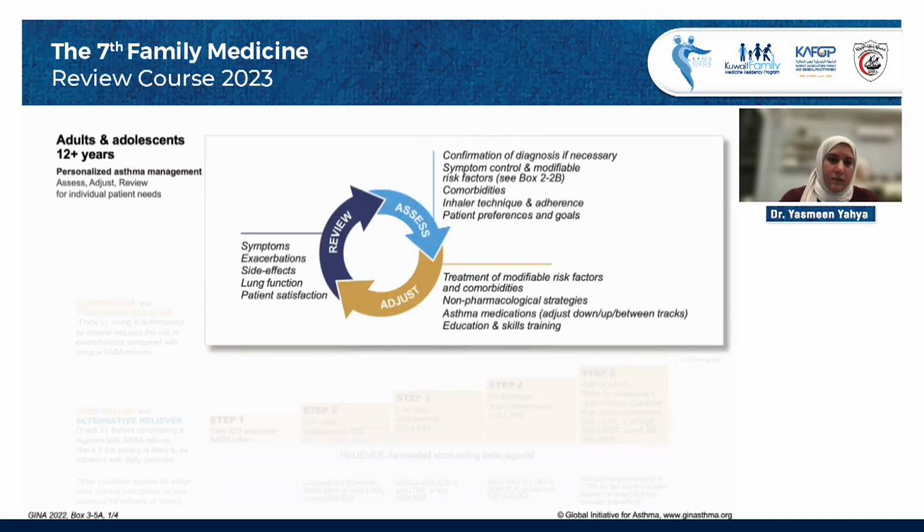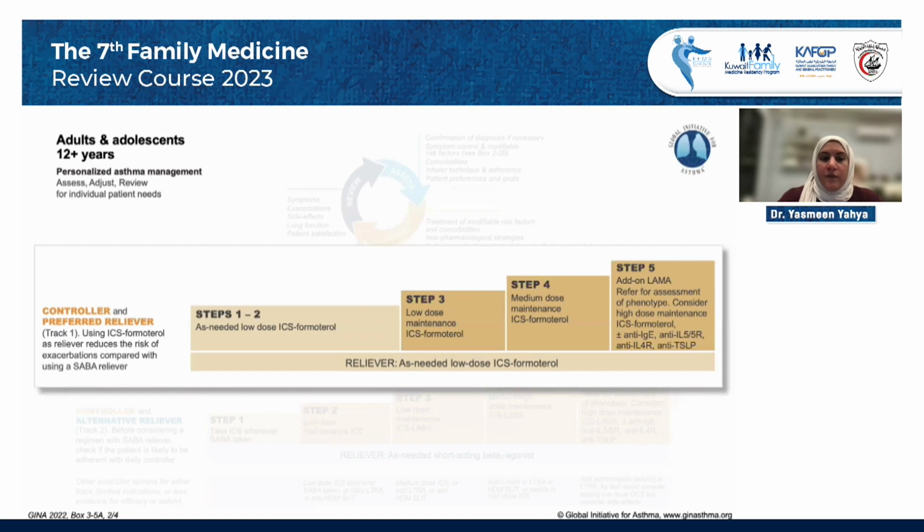So the first step for adults above 12 years is to use as-needed low-dose ICS formoterol. And then step 3, to use it as, so here Symbicort, basically as needed, and then Symbicort maintenance, and then more dose of Symbicort, and then the last step is to add LAMA. This is the preferred track.